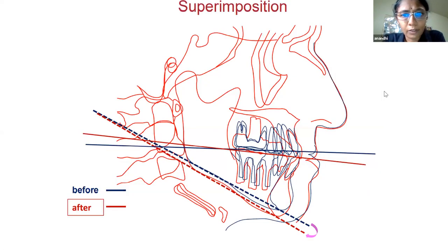This is the before and after superimposition. You can see the occlusal plane change. You can see the vertical change that we talked about.